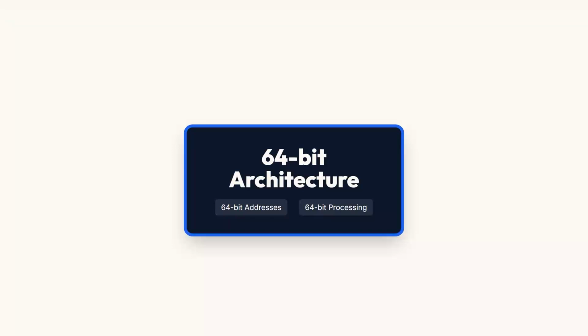So next time you hear 32-bit or 64-bit, just think of two things: how much memory the system can access and how much data it can process at once.